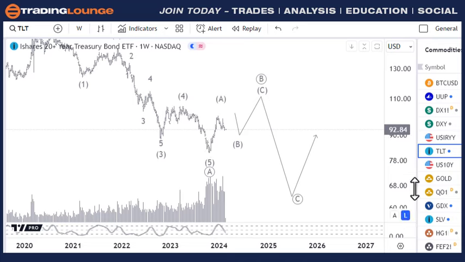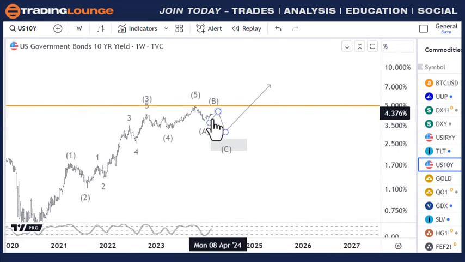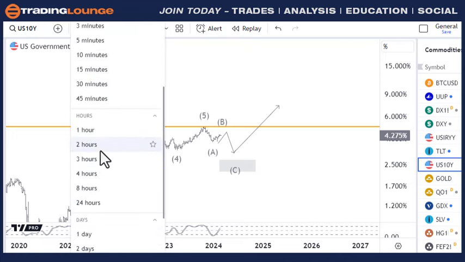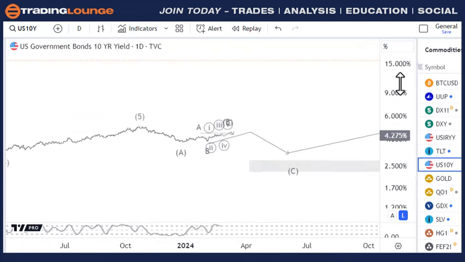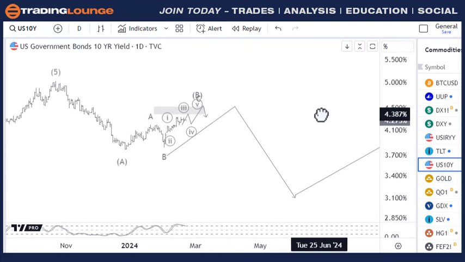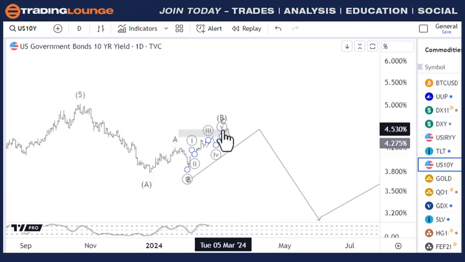So we're going to look at this here on the yields, this move up here on a daily chart. So when we look at this on the daily chart here, you have to excuse me, I might need to go to another thing, but basically we've got the A wave here, then an A, B and C wave up here.